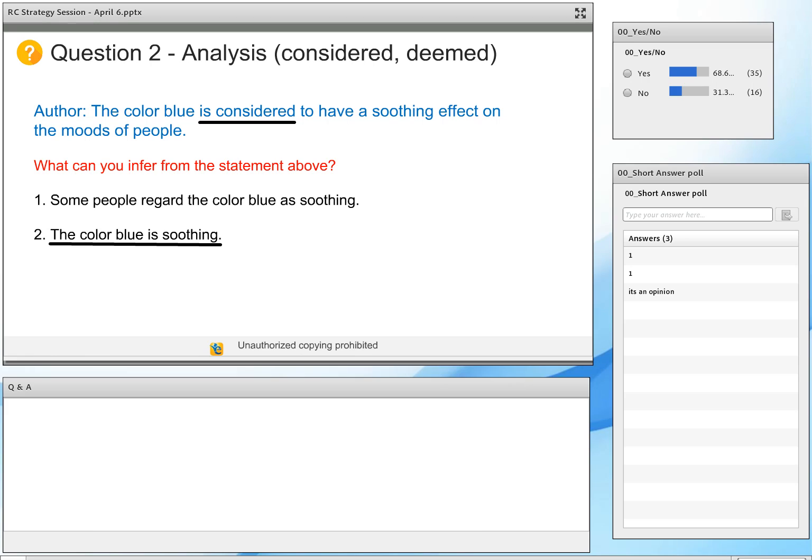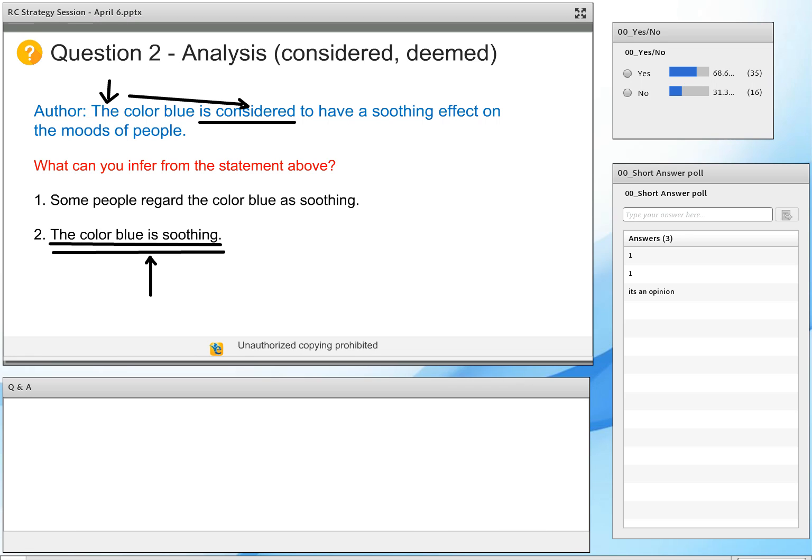So when you say the color blue is soothing, it means that the color blue is soothing as a matter of fact. Now, that is not the case because according to the author, this is simply a considered view of some people, which means some people believe that, which means there are some people who don't believe that. And if there are some people who don't believe that, then you know that it's not a fact, because a fact is universally accepted information.